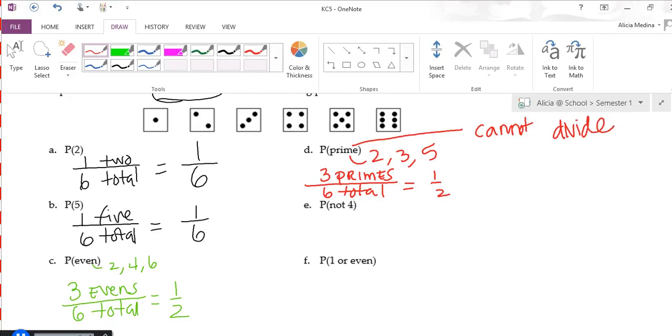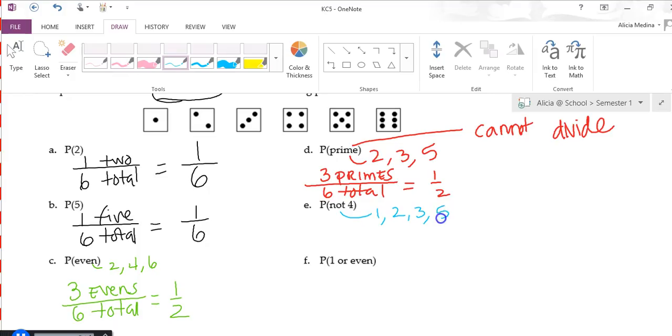Probability of not 4. Okay, so if it's not 4, it's every other number. Well, which ones are every other number? 1 is not 4, 2 is not 4, 3 is not 4, 4 is a 4, can't use that one. But 5 and 6 are not 4. So how many is that in total? 1, 2, 3, 4, 5. So 5 not 4, all over the 6 total sides. So our answer here is just going to be 5 over 6.